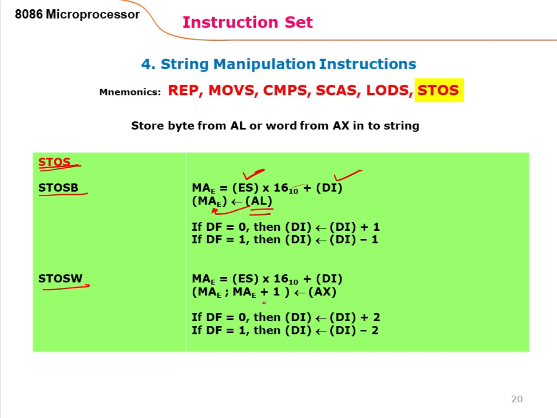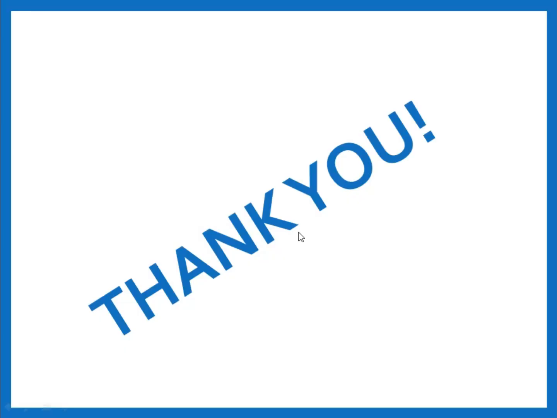The same operation occurs for word also. The contents of AX, that is AH, is moved to MAE, and AL is moved to MAE plus 1, and depending upon the status of the direction flag, the destination index is incremented or decremented.